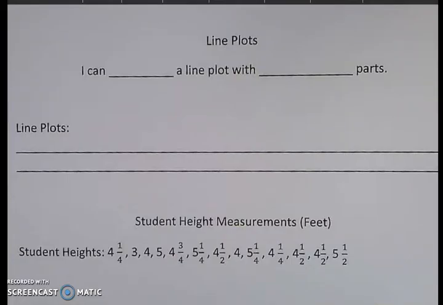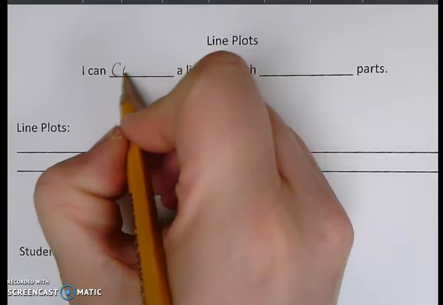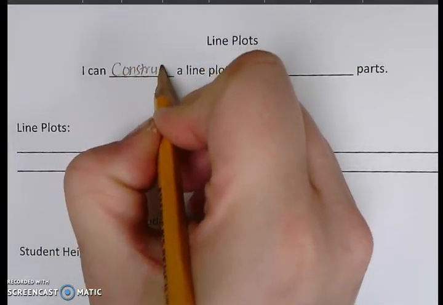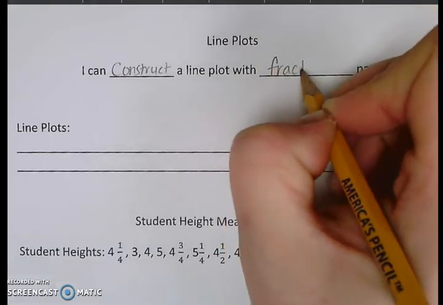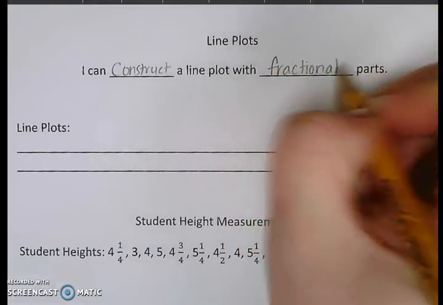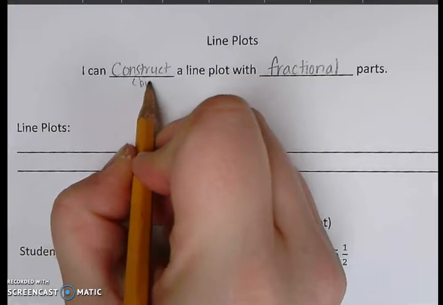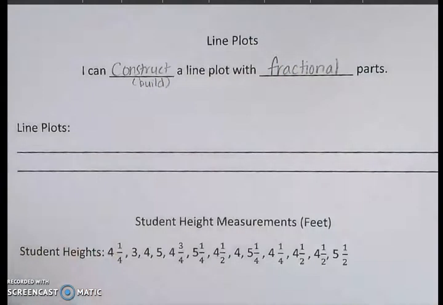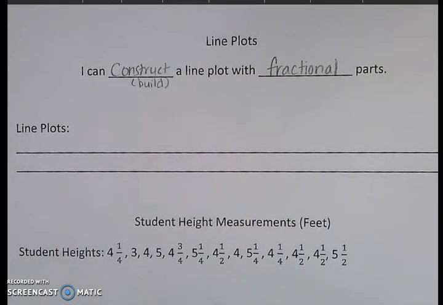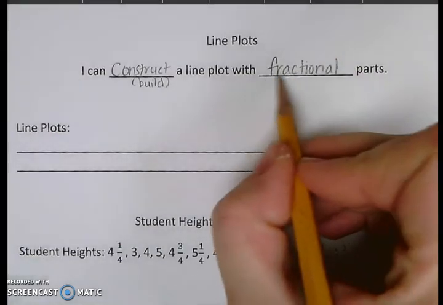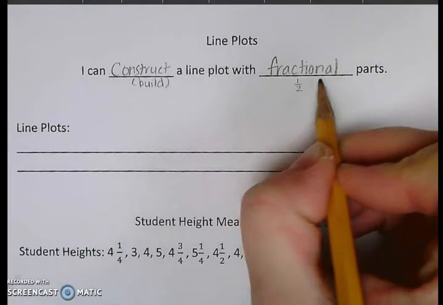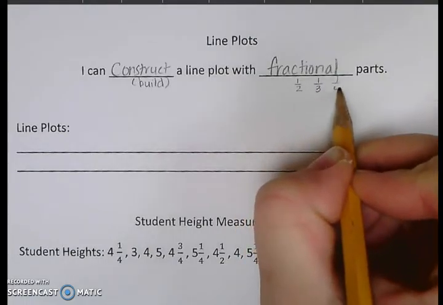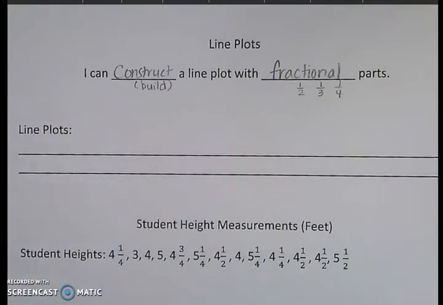Alright, in this lesson we're going to talk about line plots. So our learning target is I can construct a line plot with fractional parts. So construct just means to build or to make. So I'm going to build that line plot, I'm going to make that line plot. And fractional parts means that the parts in my line plot are going to be like a half, a third, a fourth. We're going to involve some fractions here.